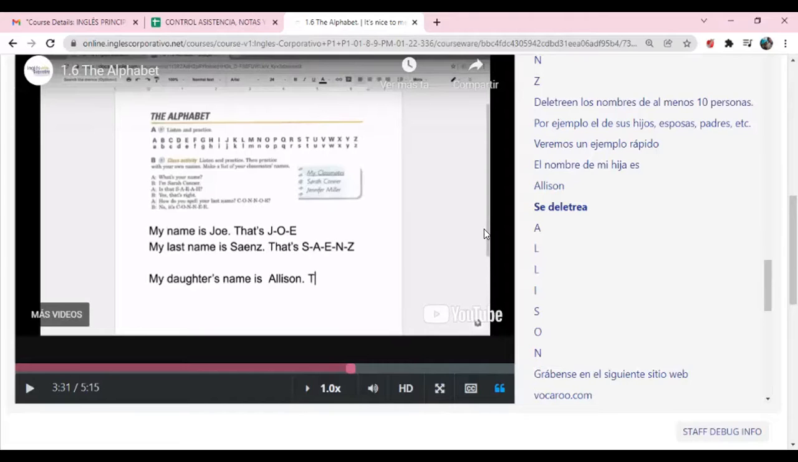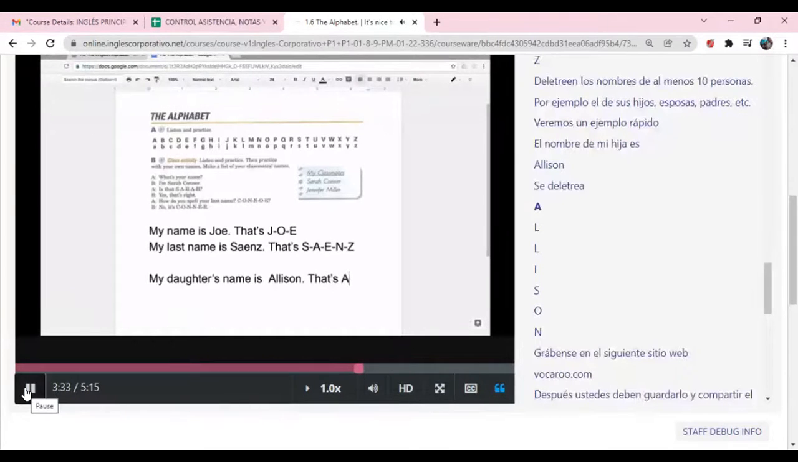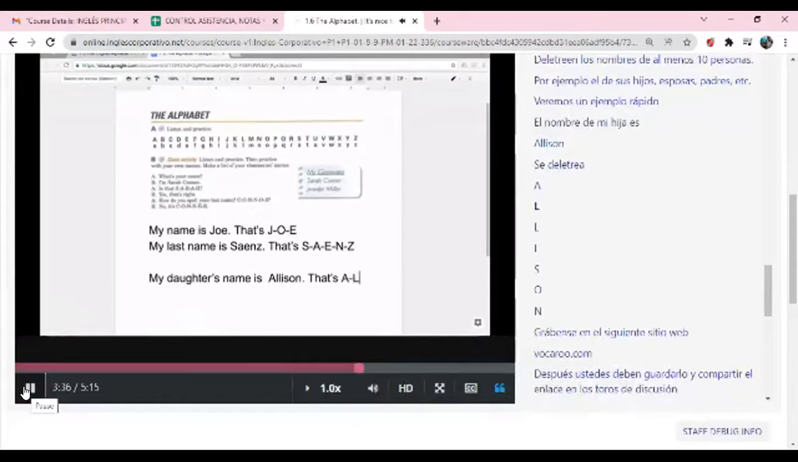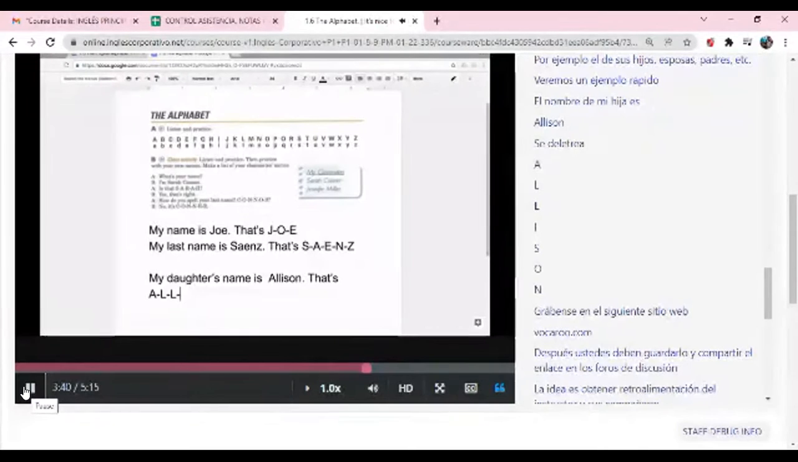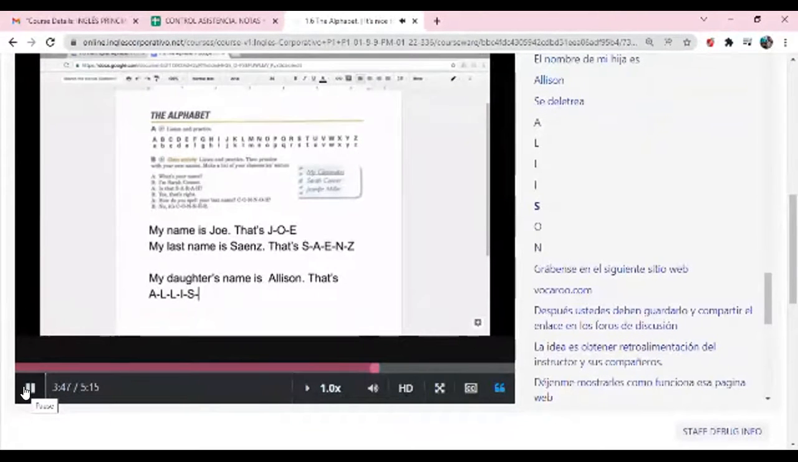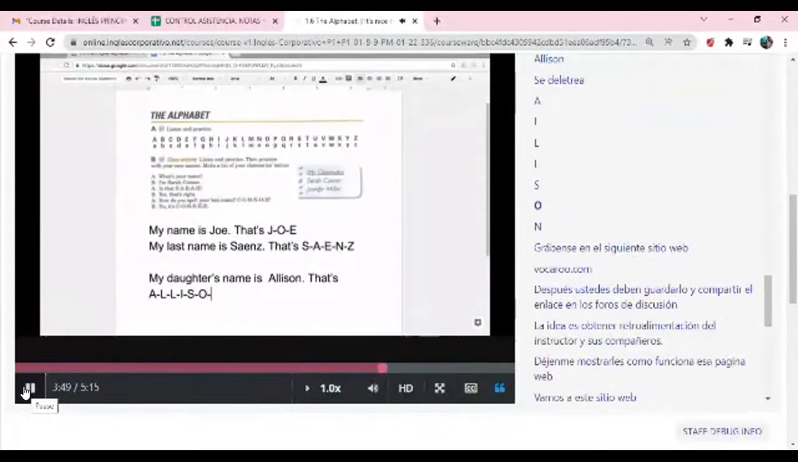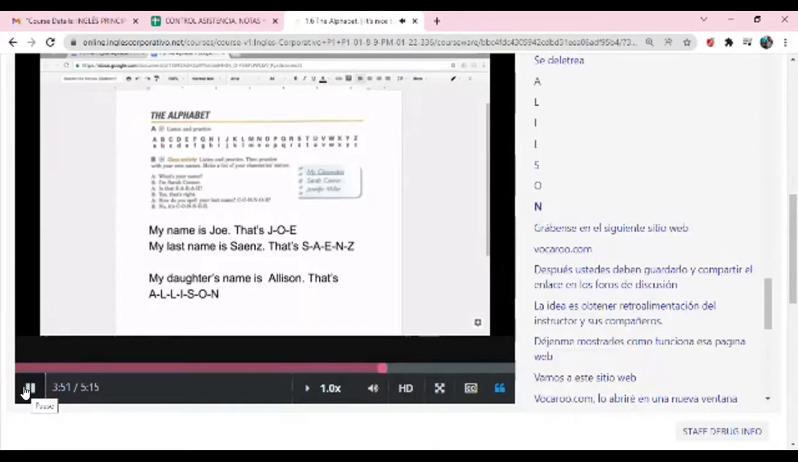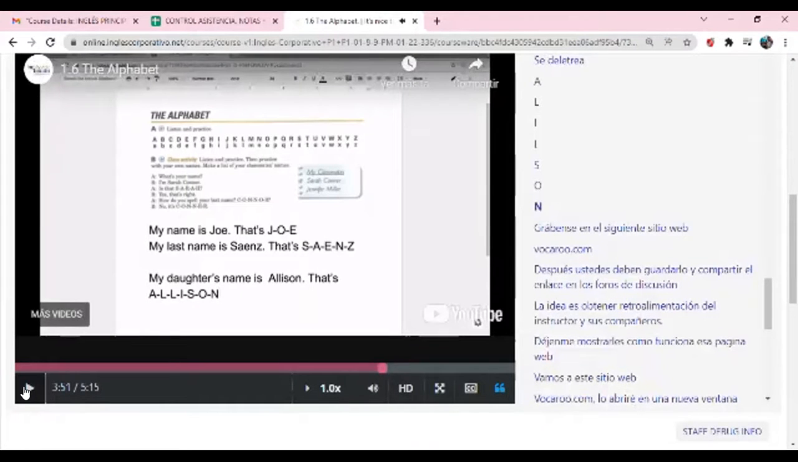My daughter's name, pronunciamos S. My daughter's name is Allison. A-L-L-I-S-O-N. You understand?